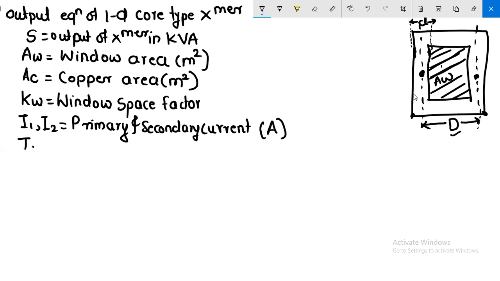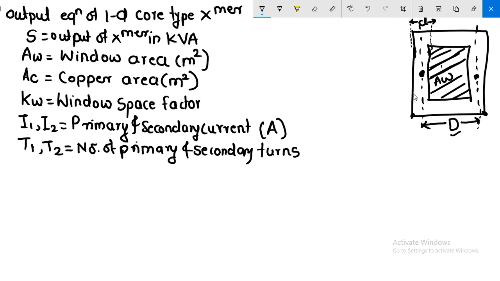Next, T1 and T2. What do T1 and T2 stand for? Until now, for the number of turns we were using N, but as far as machine design is concerned, we use the notation T. So T1 and T2 stand for the number of primary and secondary turns. Okay, I1, I2, T1 and T2.